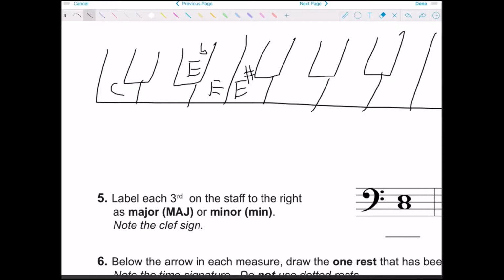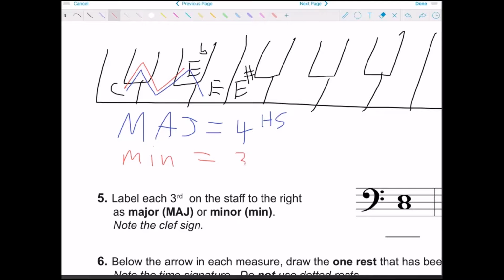From C, if I go up 4 half steps, 1, 2, 3, 4, that is a major third. Major equals 4 half steps. A minor third is simply 3 half steps. So if I start on C, don't count C as 1. C is the starting note, or whatever the bottom note is. That's your starting note, because you can't have a step with just 1 note. You have to have at least 2. So I'm going to start on C, and I'm going to count 1, 2, 3. There's my minor third. So a minor third is simply 3 half steps.